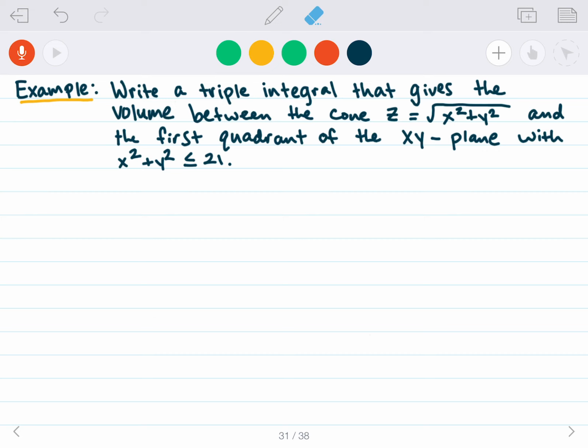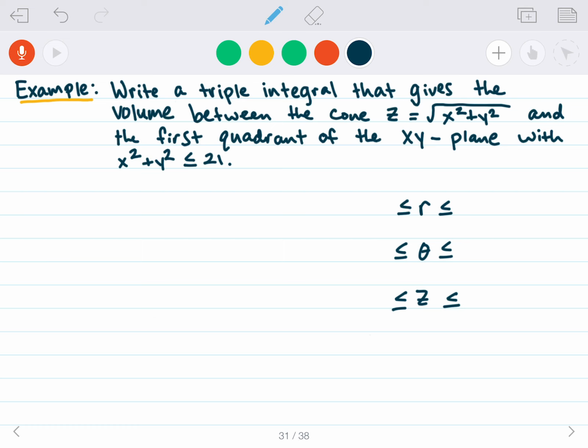Alright, so we want to write a triple integral that gives a volume between the cone z equals square root of x squared plus y squared, the first quadrant of the xy plane, with x squared plus y squared less than or equal to 21. Okay, so we need to find our bounds for r, theta, and z. So r is between what and what, theta is between what and what, and z is between what and what.